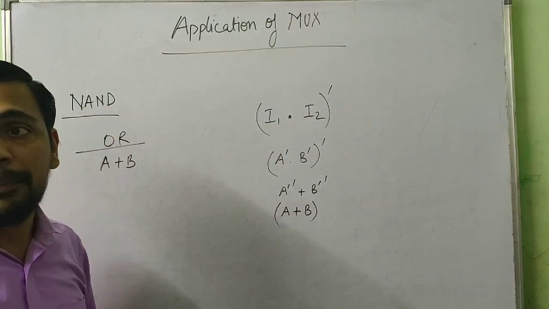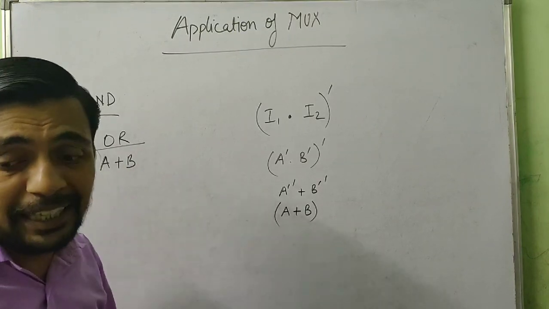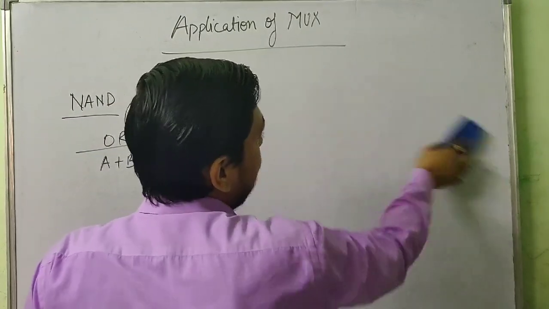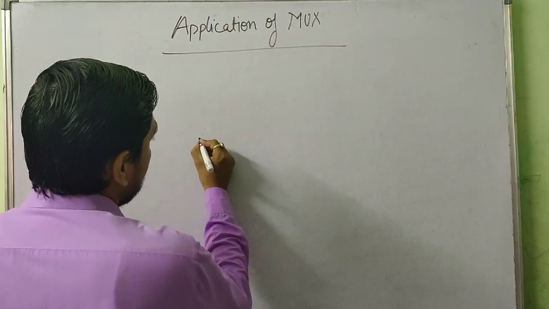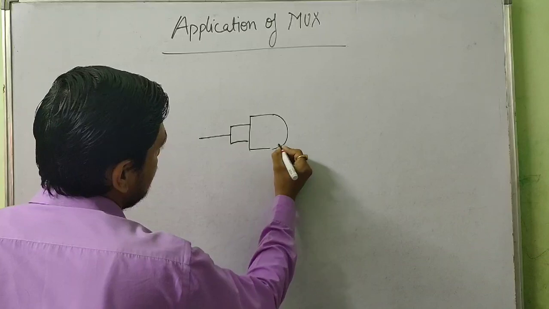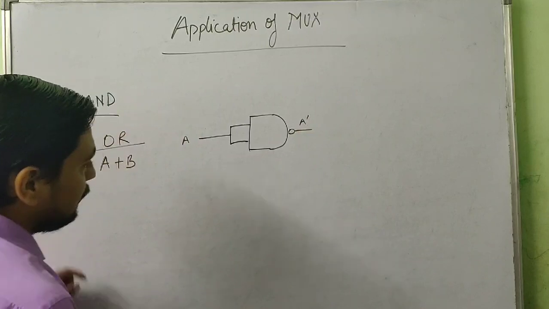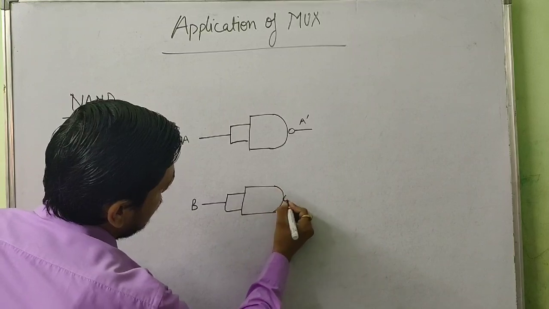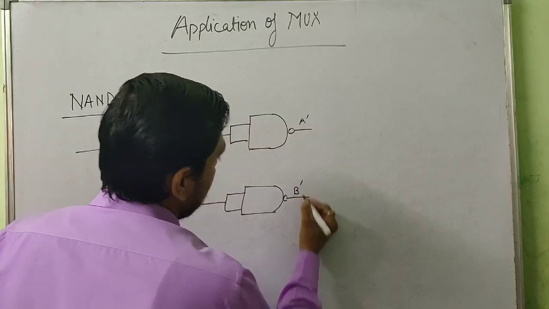is A complement and B complement. But the thing is, the inputs that we are having are simply A and B. So how can we convert A into A complement and B into B complement? You know that we can do it with NAND. So what we will do? We will pass A as two inputs to a NAND. What will be the output of this? It will be A complement. Similarly, we will pass B as two inputs to a NAND. So what is the output of this? It will be B complement.